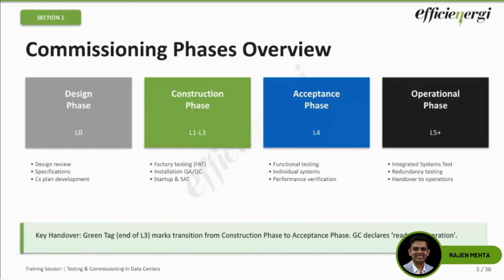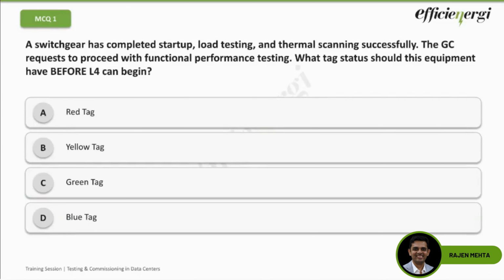Okay, now let's start to dive deeper into each level. But before that, I want to take a quick poll from your side. You can either type in the chat box, or people present here can mention. The switchgear has completed startup, load testing and thermal scanning successfully. The GC requests to proceed with functional performance testing. What tag status should this equipment have before L4 can begin? Can I have some answers?